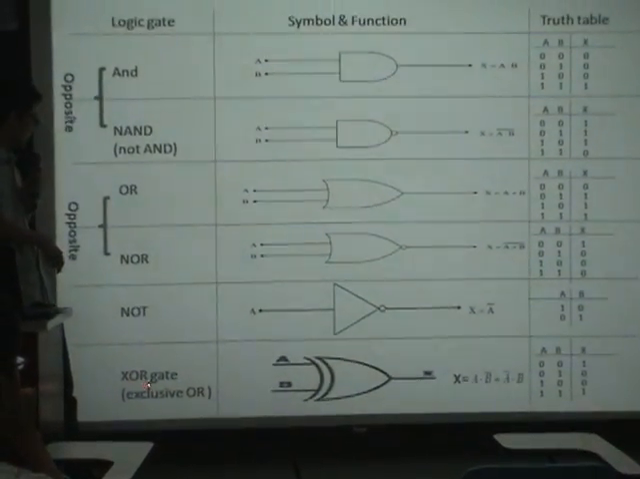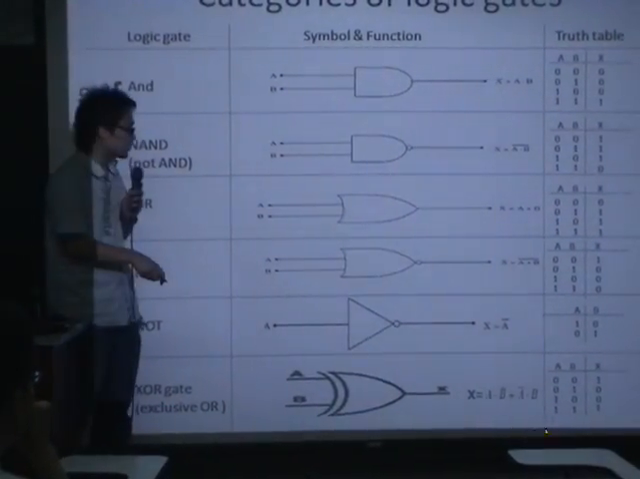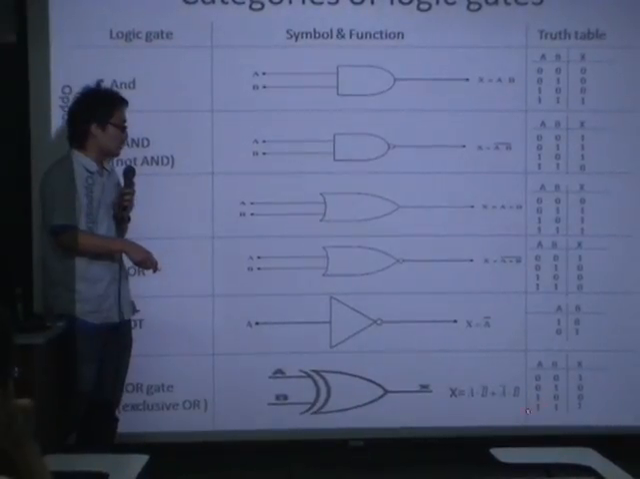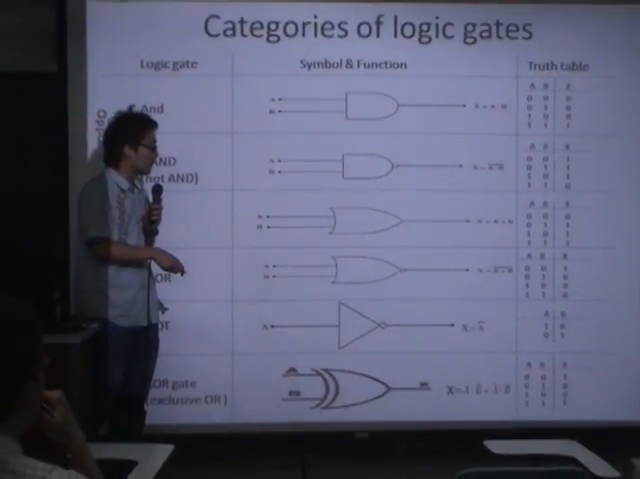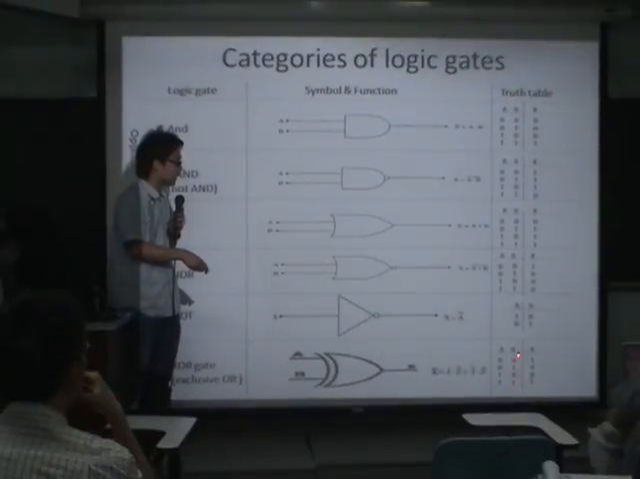For XNOR gate, only when both the inputs are the same, the output will be 1. If not, it will be 0, like this.